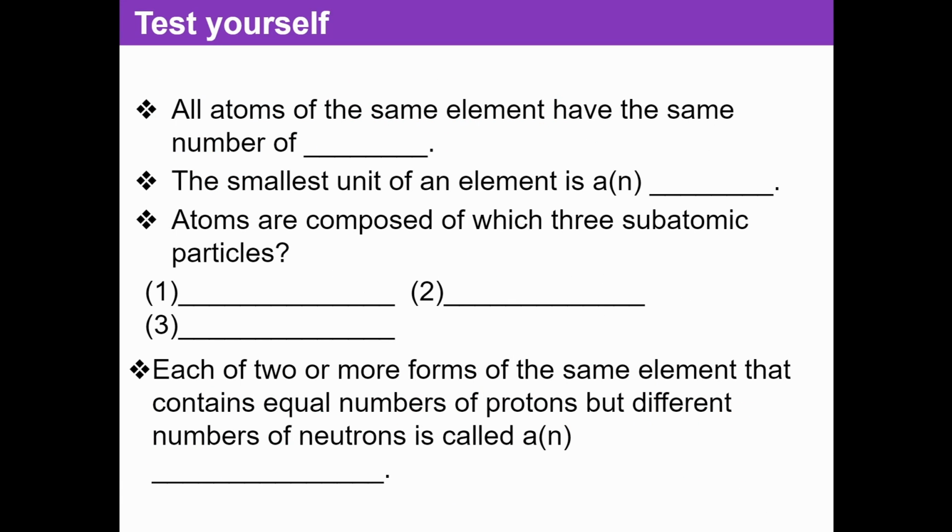So let's test yourself. First, let's see question 1. All atoms of the same element have the same number of protons. The smallest unit of an element is a atom. And atoms are composed of which 3 subatomic particles?